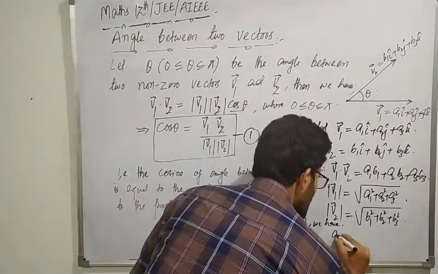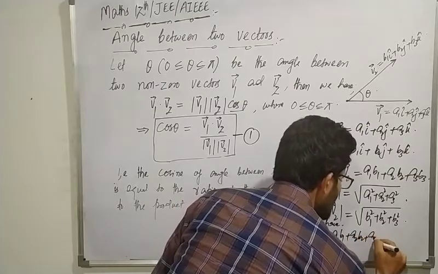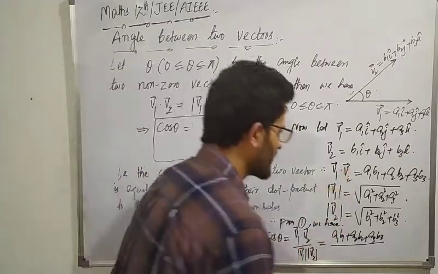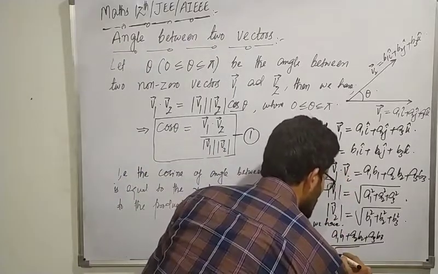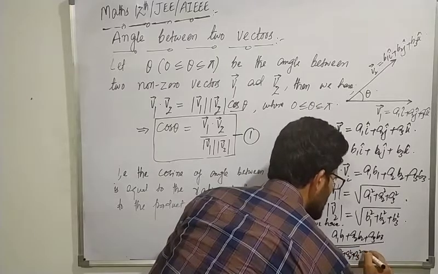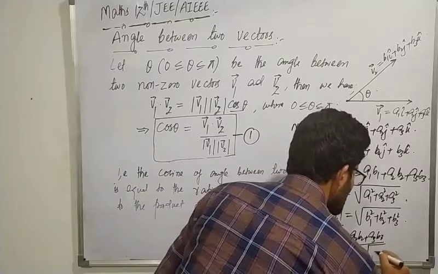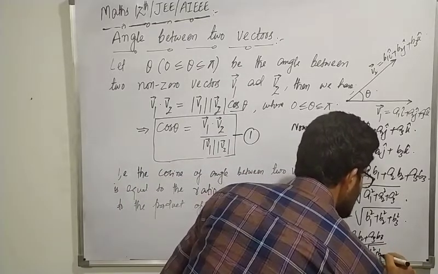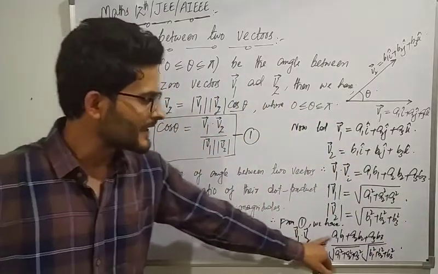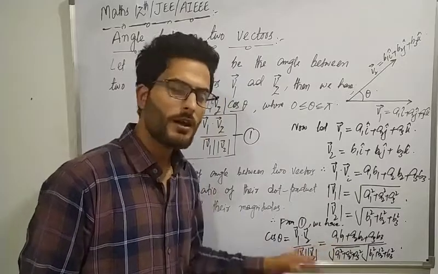a1 b1 plus a2 b2 plus a3 b3 divided by the magnitude of vector v1. What is that? The non-negative square root of a1 square plus a2 square plus a3 square. And the magnitude of vector v2, what is that? The non-negative square root of b1 square plus b2 square plus b3 square. Now cos theta is equal to this thing. From that expression we can find theta by operating cos inverse on both sides.